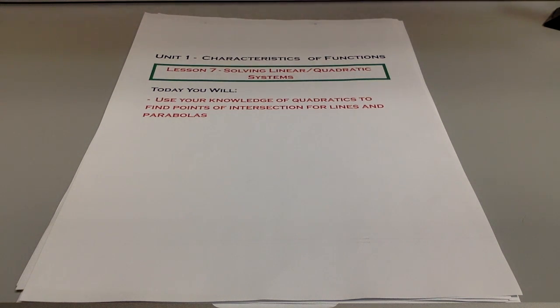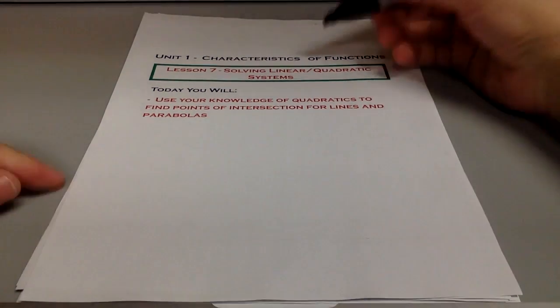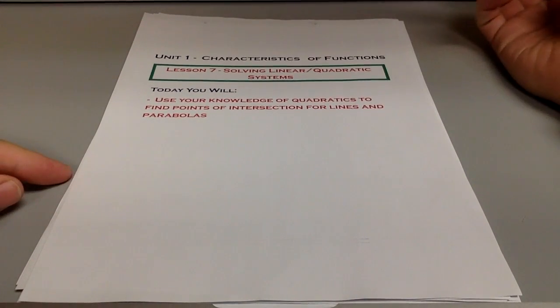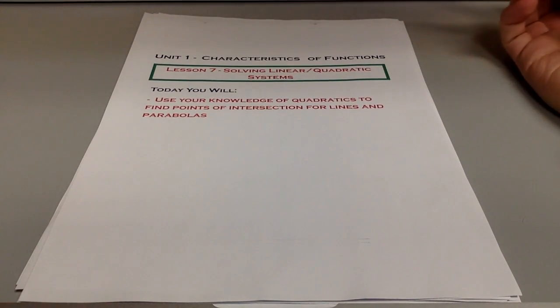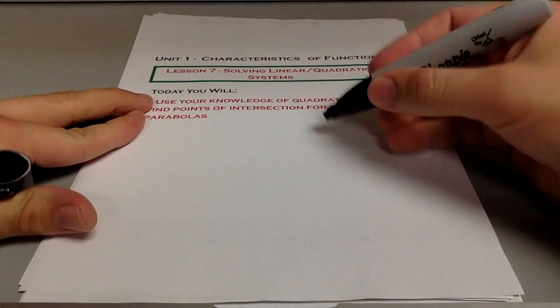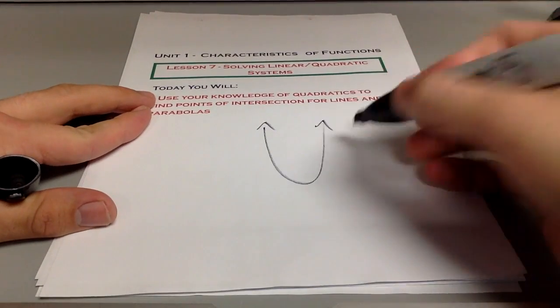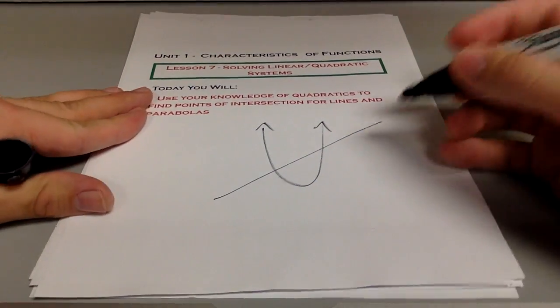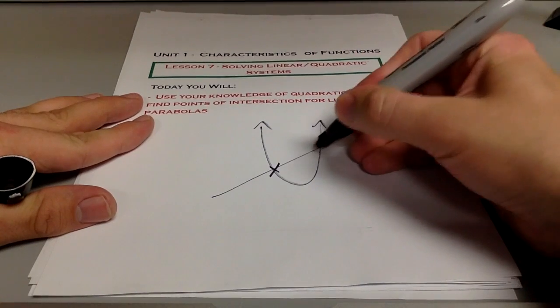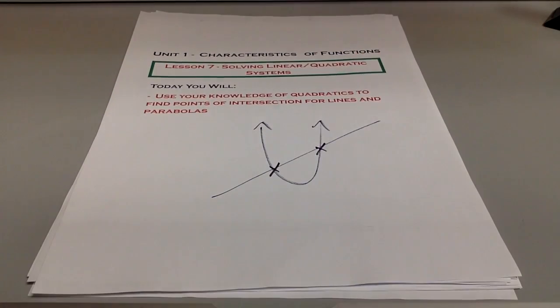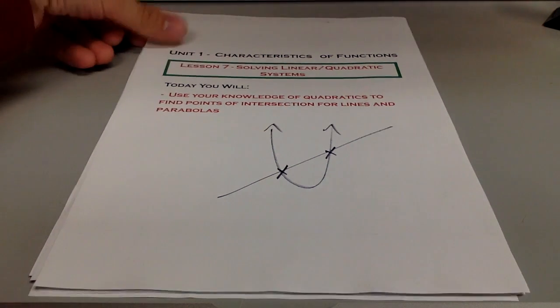So we're looking at solving linear and quadratic systems. If you think about the meaning of these two words, linear just means a line, quadratic means a parabola. So what we're going to be looking at today is quadratic functions like this, and also a linear function. And what we're looking for is the points of intersection of those two functions. That's going to be the main purpose of this video lesson.